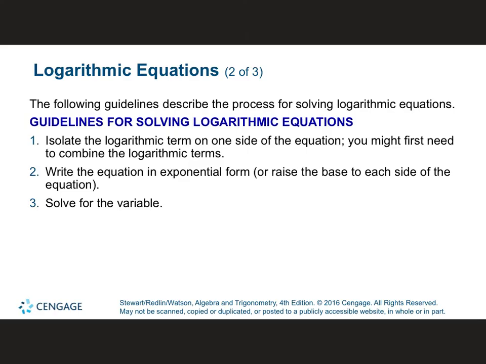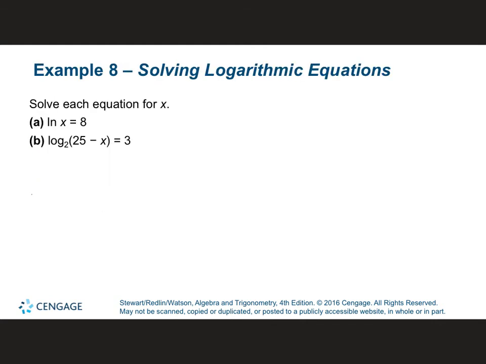The next part that we are going to look at are these logarithmic equations. So with these, you want to isolate the log term on each side of the equation. First, you might have to combine your log terms though. So think about your rules for logs, or your laws for logs. From there, you're going to write the equation in exponential form, or raise each side of the equation to a certain power. From there, you're going to solve for the variable. So again, what does this mean?